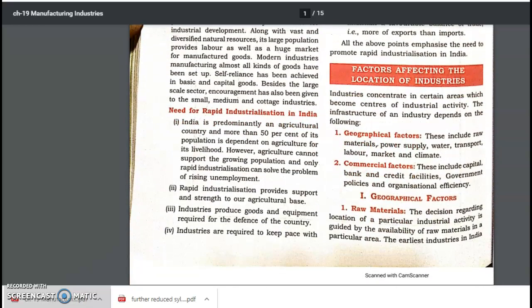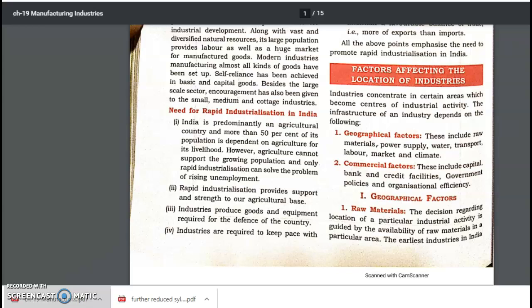Then there are various factors that are responsible for the location of industry. They can be divided into two: the geographical factors and the commercial factors. Now the geographical factors include the raw material and where it can be provided from, the power supply, water, transport, labor market, and climate, affecting the growth of agriculture in that particular region, as well as the potency of the workers to work. The commercial factors basically deal with the credit and bank facilities provided, government policies, and the organizational efficiency, in which you have the labor organizations and how the management of the industry takes place.